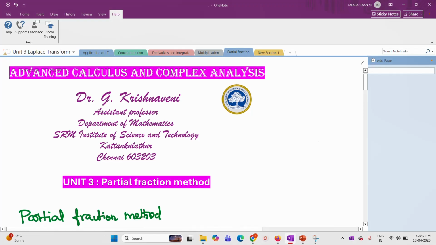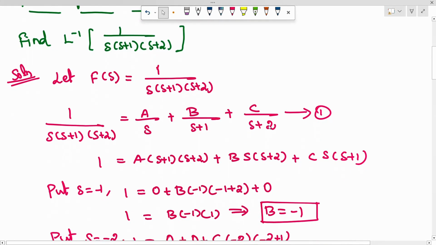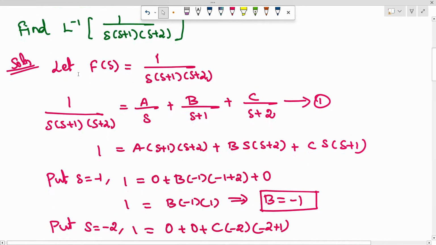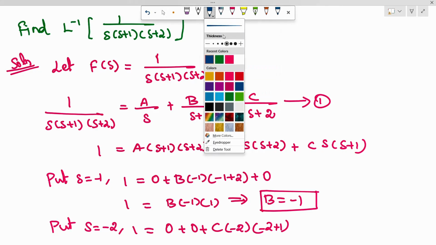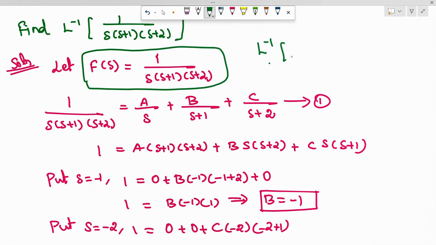In this video, we are going to discuss a few problems on the partial fraction method. The first problem is: find L inverse of 1 by s into s plus 1 into s plus 2. Here f of s is 1 by s into s plus 1 into s plus 2. The given problem is in the form of L inverse of f of s.